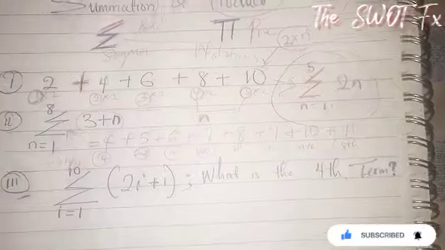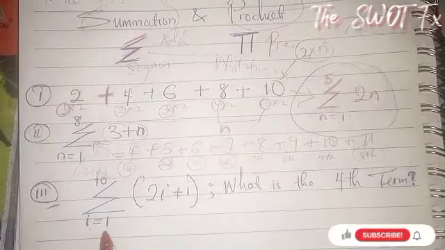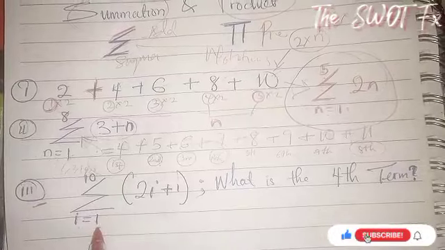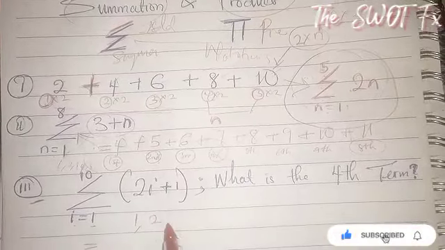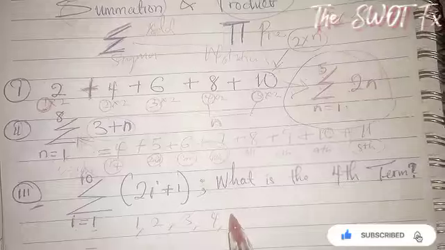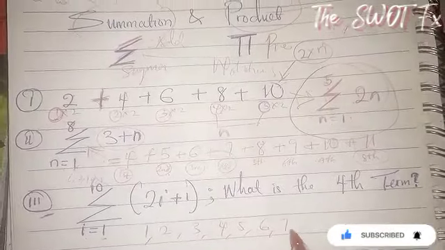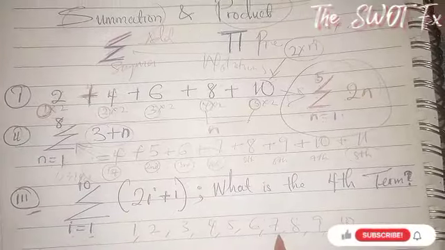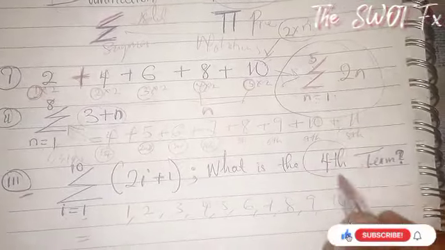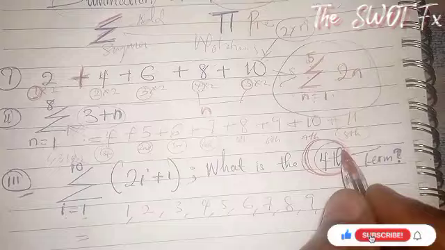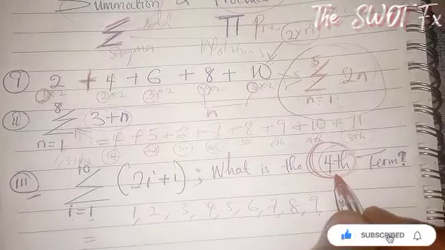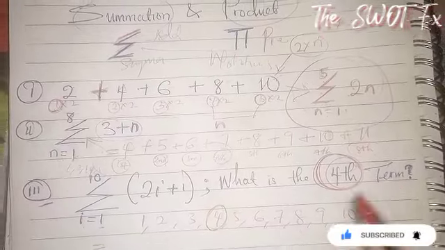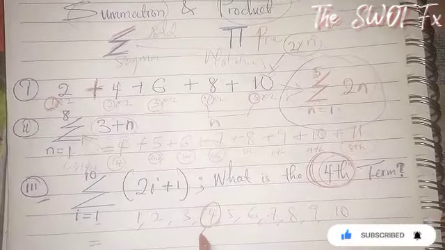Now let's look at this third question. With the limited time we have, it's starting from 1, meaning that I will be having first term, second term, third term, fourth term, fifth term, sixth term, seventh term, 8th term, 9th term, 10th term. But because of the time limit, they are asking us to look for the fourth term. Do you understand me now? So we are just looking at this fourth term.